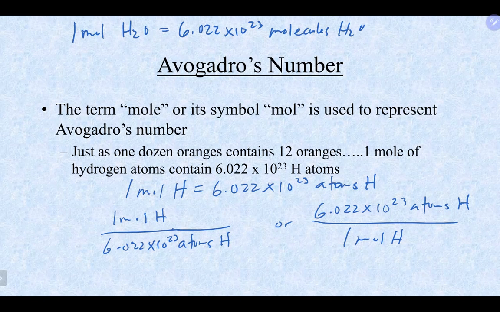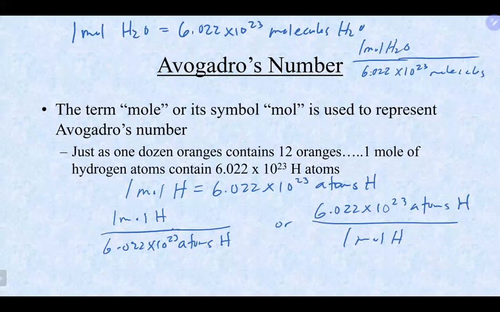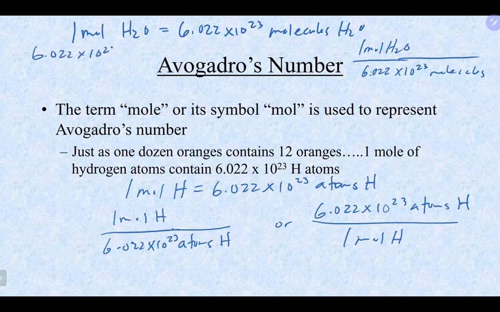And we also could write 2 conversion factors. 1 mole of water would give you 6.022 times 10 to the 23 molecules. And again, you could do it the opposite way: 6.022 times 10 to the 23 molecules gives you 1 mole of water. Any questions on that there?